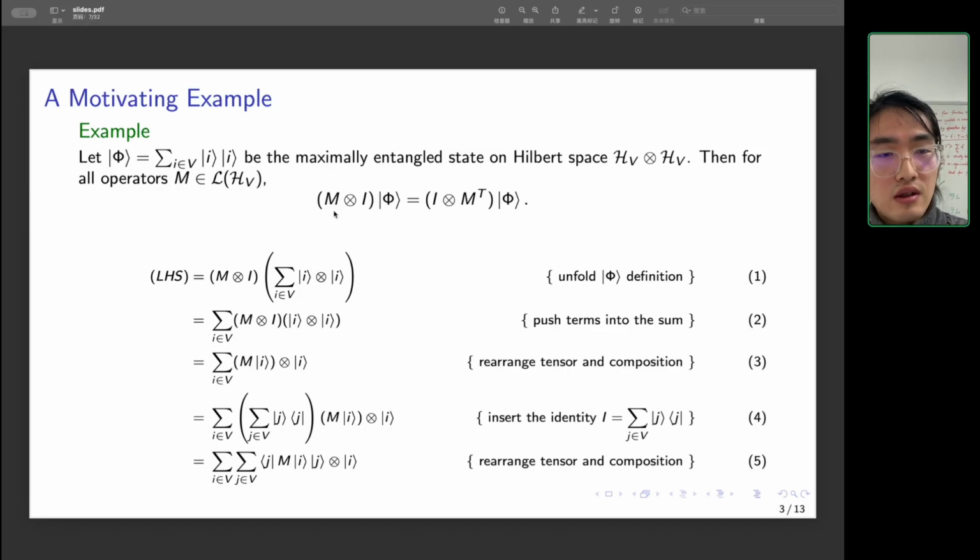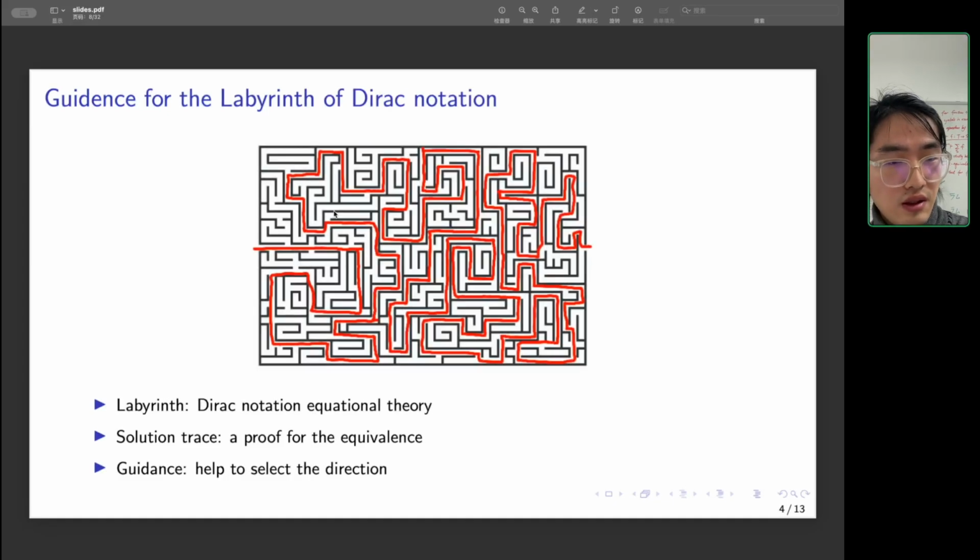Such reasonings appear everywhere. For example, in theorem provers, you have to manually prove this. For example, in the verification of quantum programs. So an important question is, can we automate this procedure? Here is an analogy for the problem. The structure of the equivalence for Dirac notation is like a labyrinth, and finding the proof for the equivalence is like finding the solution trace.